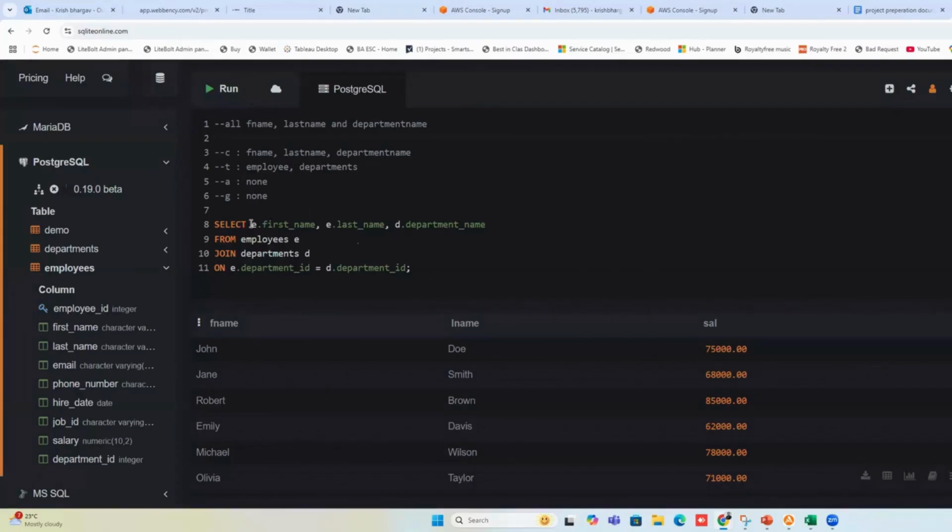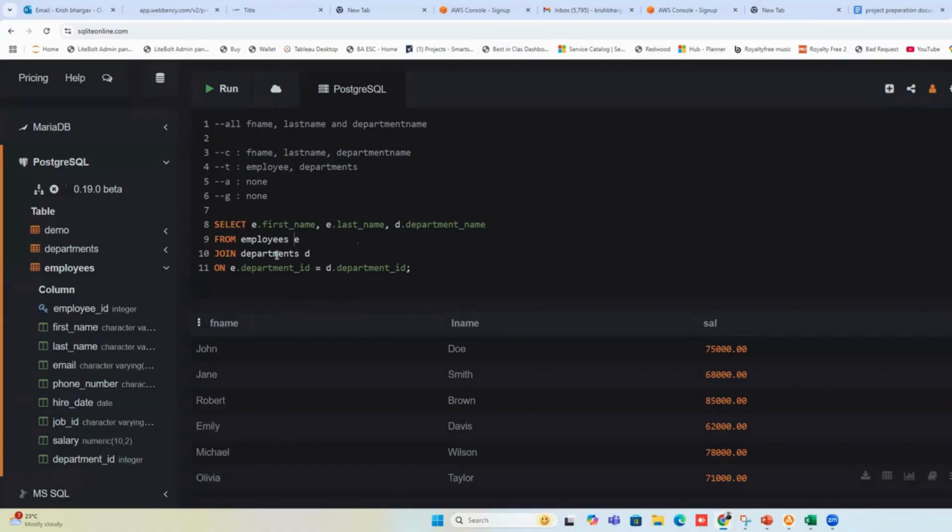Now select E dot first name. Why am I writing E? Because I'm telling it is coming from the employee table. Last name is coming from employee. Department name is coming from department. From employee E. So this is an alias. You can use AS, but if you don't want to use AS, you just put a space and E, it will also work as an alias. Got it?